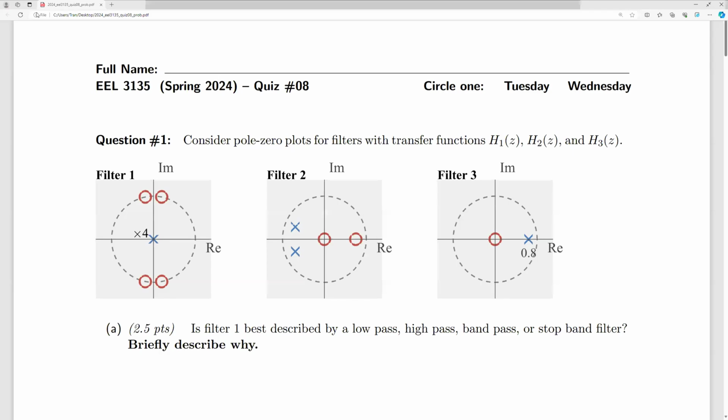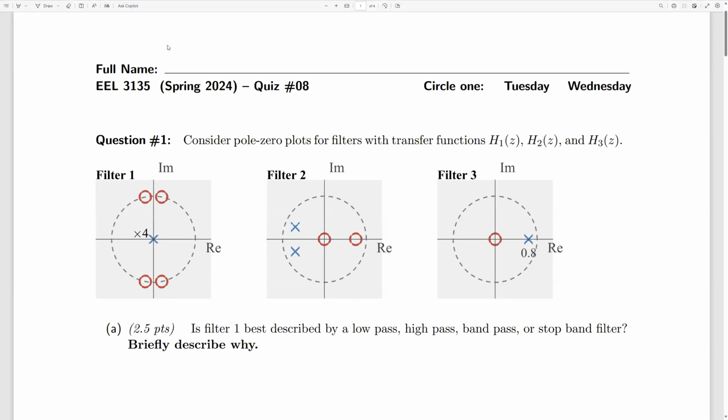This will be my solutions for quiz 8 on Z transforms, pole zero plots, and filtering. So let's get to it. This will be the Tuesday Harley section.